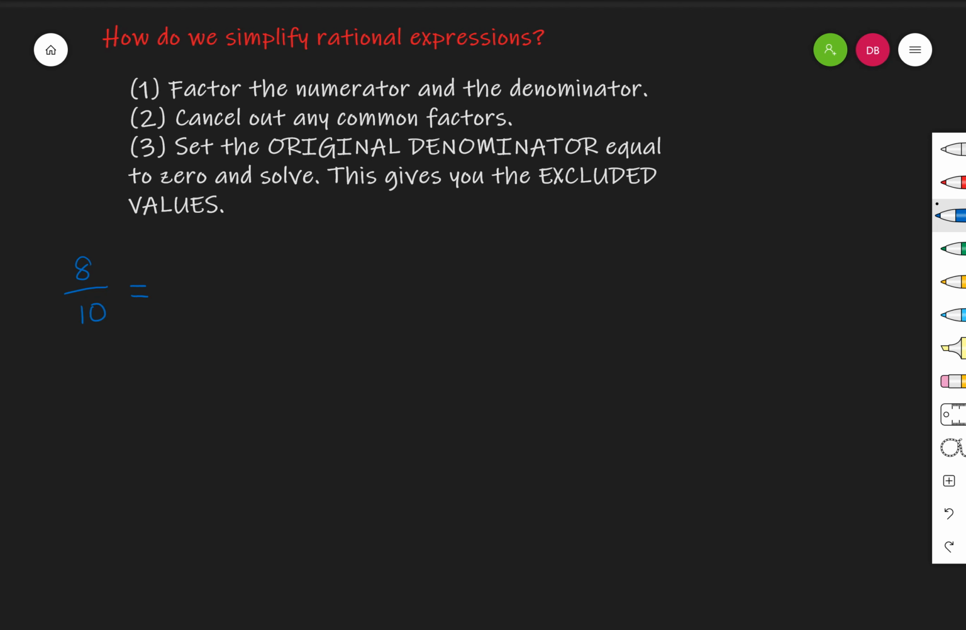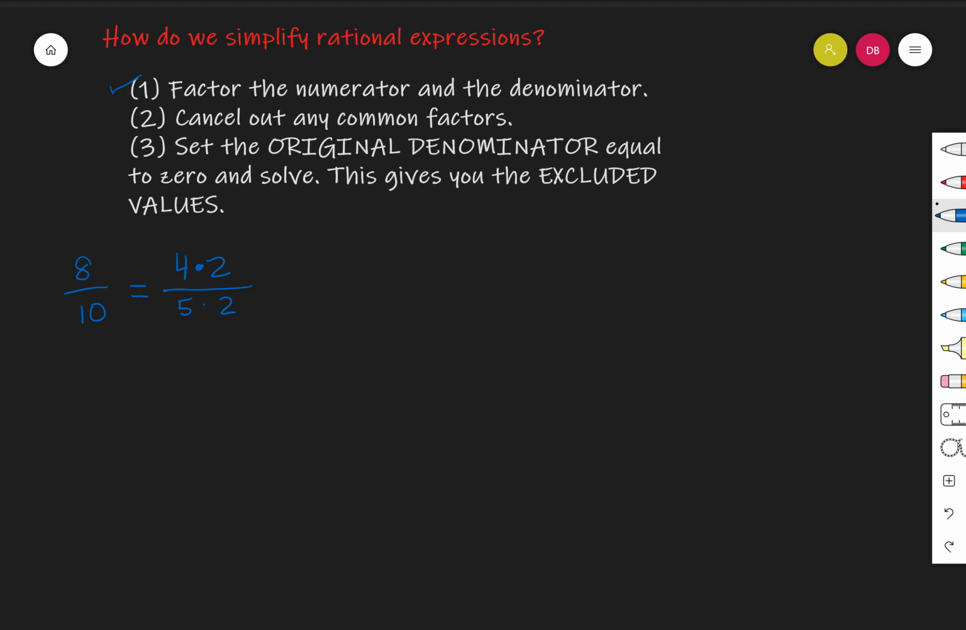First step would be to factor the numerator and the denominator. So we've learned how to do that. So if we wanted to factor 8, we could do 4 times 2. And if we wanted to factor 10, we could do 5 times 2. And obviously 8 is not factored all the way, but in this case it's not going to matter. But that's step 1. We factored the numerator and the denominator.